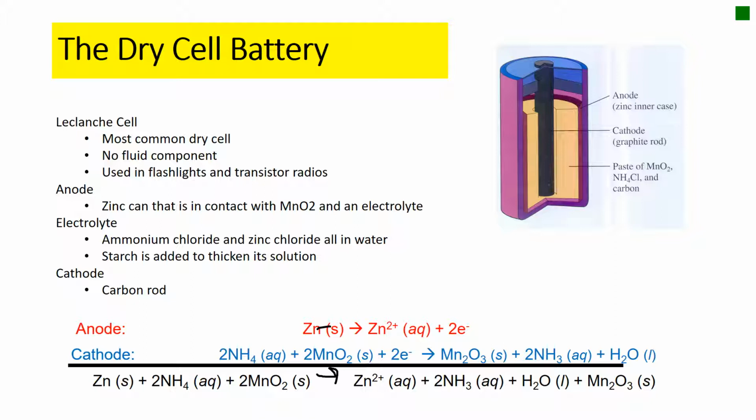Then we see here that we have 2 electrons. One is found on the left and one is found on the right, so they're going to cancel each other out. Then you have your Mn2O3, and that's going to go at the bottom. Then you have 2 NH3, that goes at the bottom too. Then you have your water, and that goes at the bottom too because it doesn't have the same compound to cancel it out, so that's going to be your overall reaction.